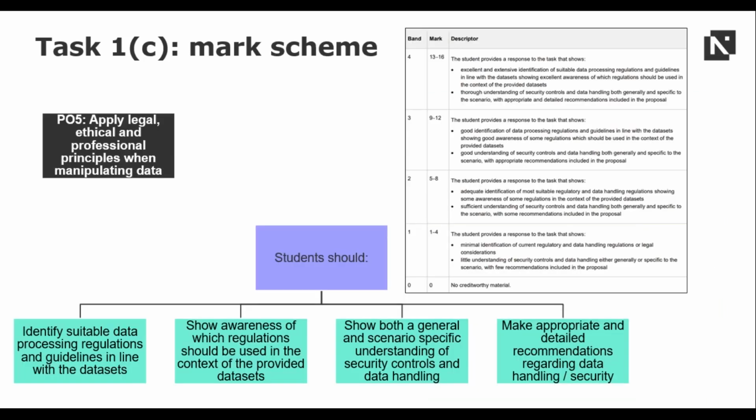Now, this subtask assesses performance outcome 5, and the examiners will be awarding students for identifying the regulations and guidelines that are relevant to the data sets and applying them to the data for the scenario and context in the brief, showing both a general and scenario-specific understanding of data handling and security controls, and making any recommendations for the data handling and security.